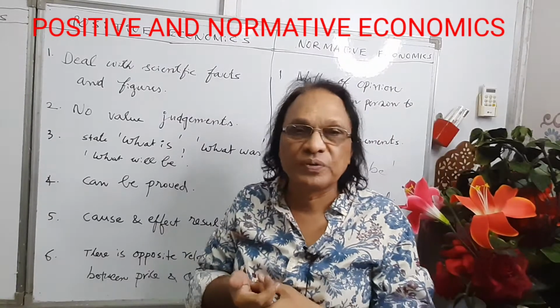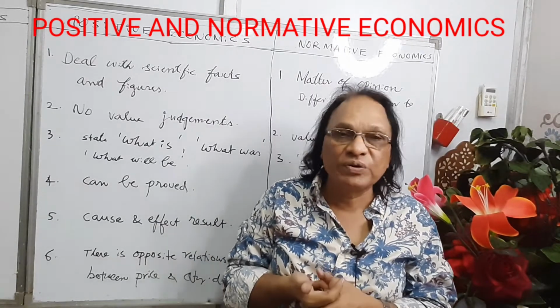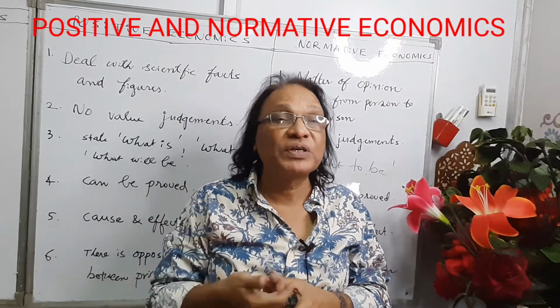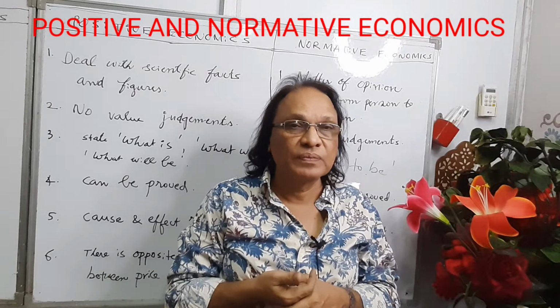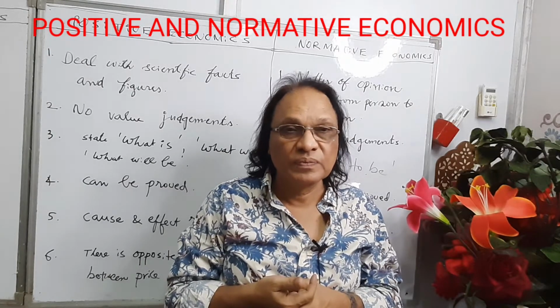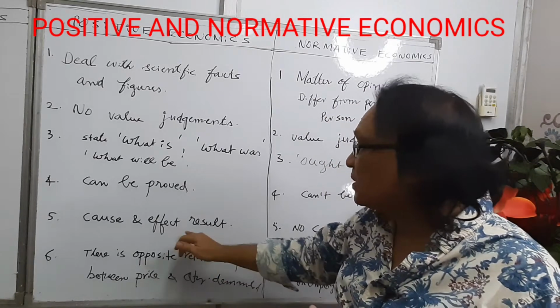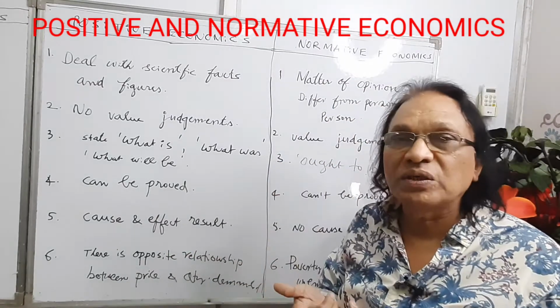Nothing can be proved. You cannot prove whether unemployment is better than poverty or poverty is better than unemployment. You cannot prove it. There are no scientific facts or data. There is a cause and effect result. Again, it's the same thing, cause and effect.